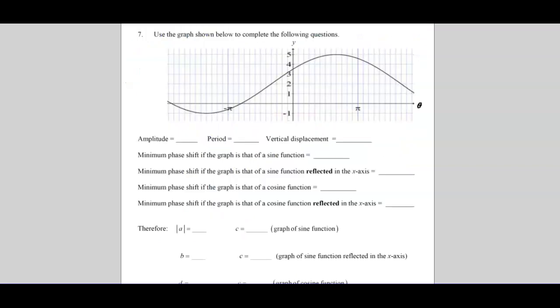Okay, so next one, same deal. Okay, so I look at my max is 5, my min is negative 1. So if I take the average of those, I get 2. And if I find the maximum, and count that up, that's 3. So my amplitude here is 3 as well.